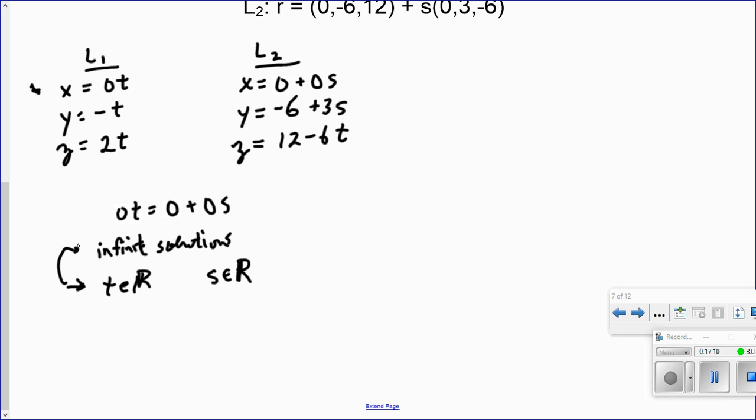All right, well, let's look at the y's here. Negative t equals negative 6 plus 3s. That would give us 6 equals 3s plus t. That's fine. How about my z components? 2t equals 12 minus 6s. Oh, s, I'm sorry, s.